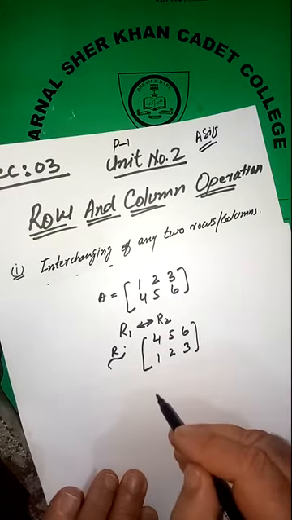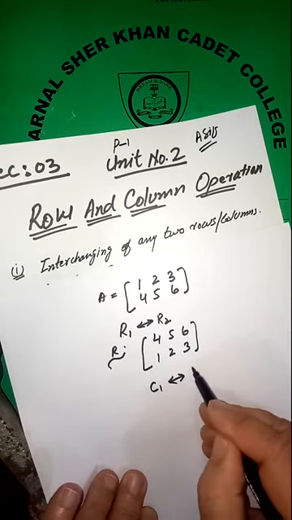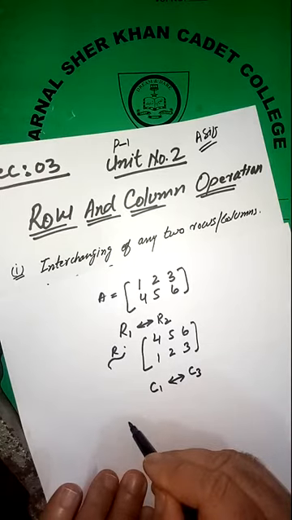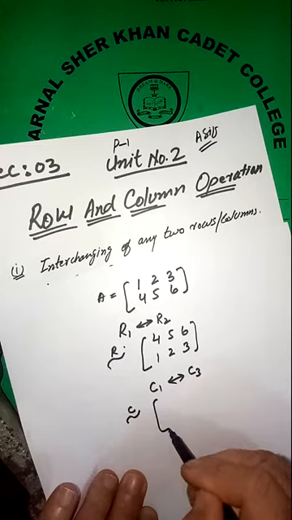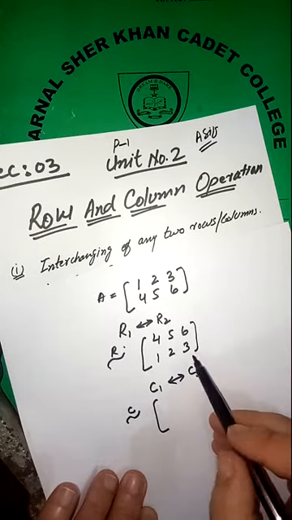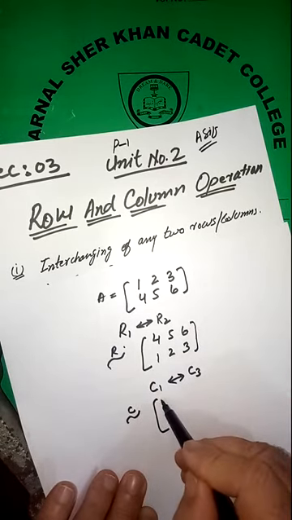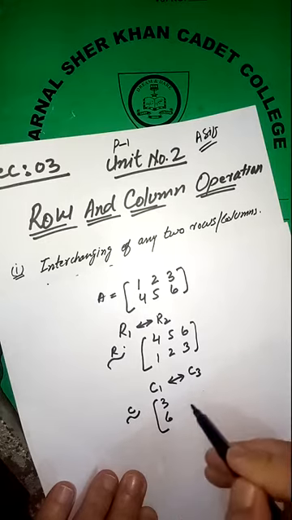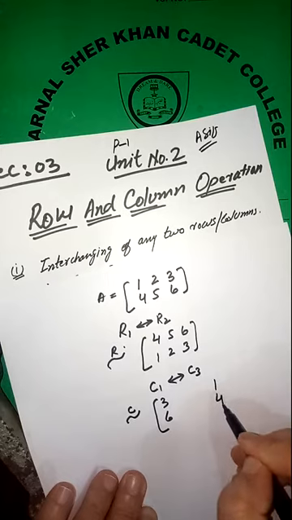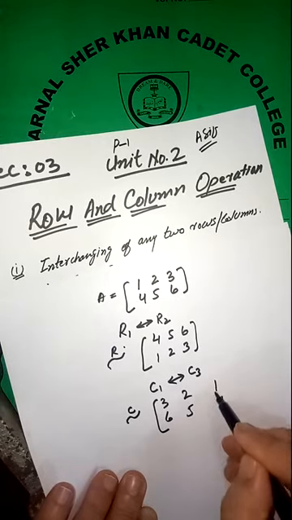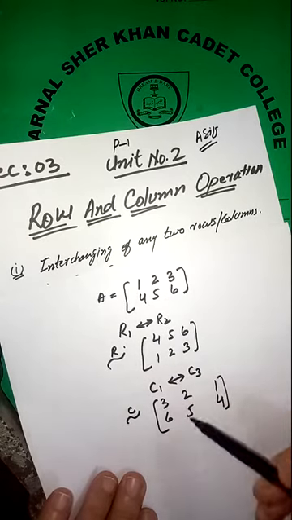If we want to change column 1 to column 3, symbolically we write C1 ↔ C3, and this is a column operation. Look at the elements of column number 3, that is 3 and 6. We replace this by column 1, and the elements of column 1 we replace by column 3, that is 2 and 5. So these are column operations, interchanging of any 2 rows or columns.